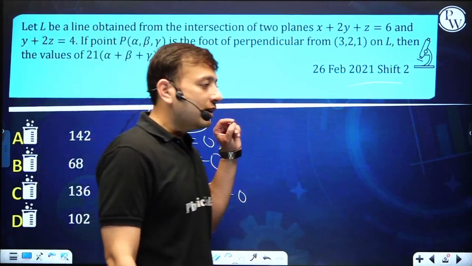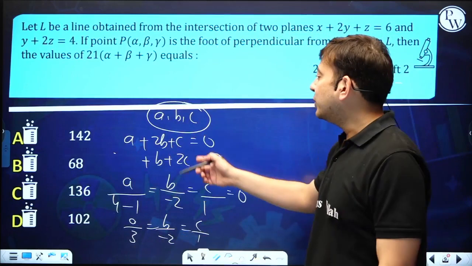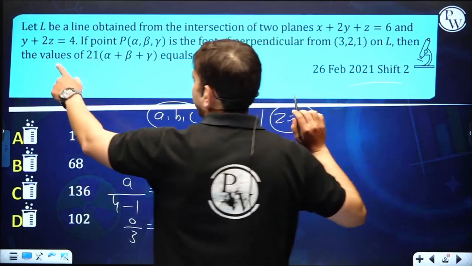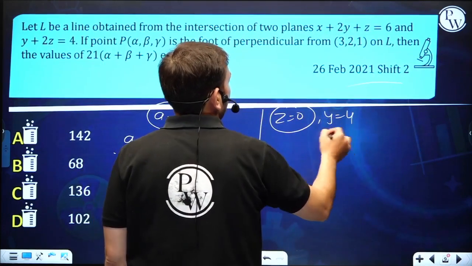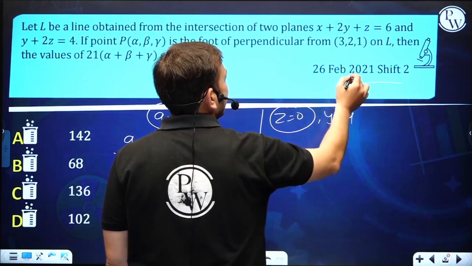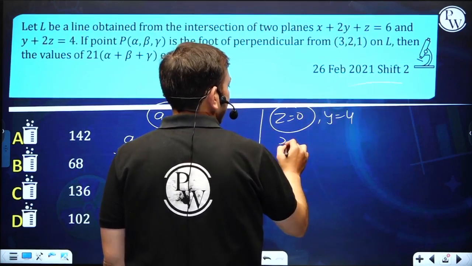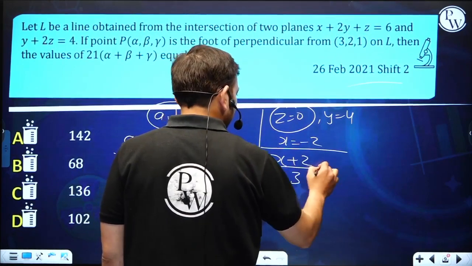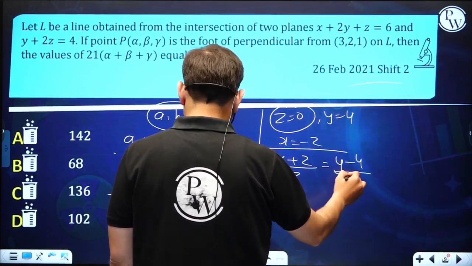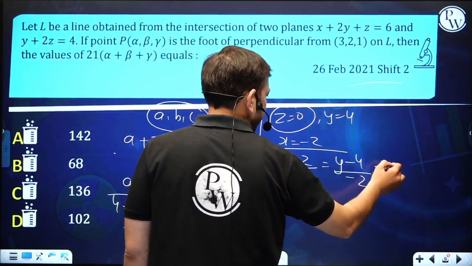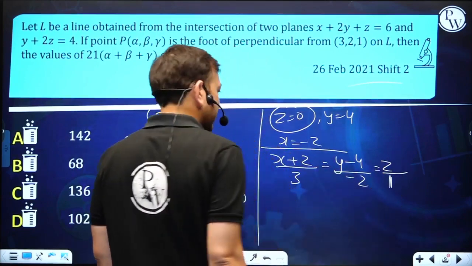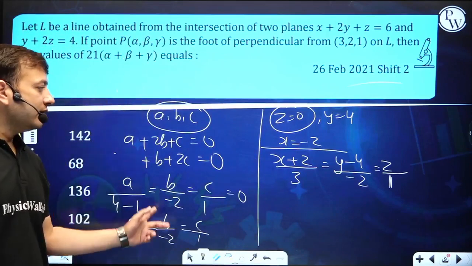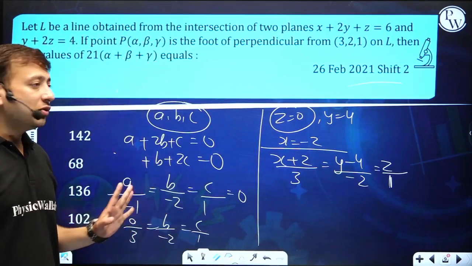Now, for any point, I have told you, take any one axis as 0. Let's take Z as 0. If you put Z as 0, Y will be 4. So 2 fours are 8, 6 minus 8, X will become minus 2. So the equation of the line will be (x plus 2) by 3, (y minus 4) by minus 2, and z by 1. This is the equation of the line passing through the intersection of these two planes. This we have already done, if you remember.